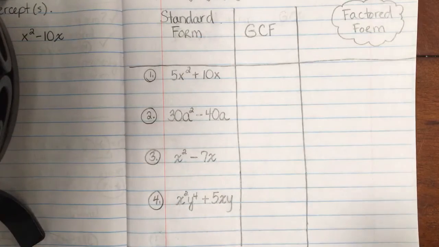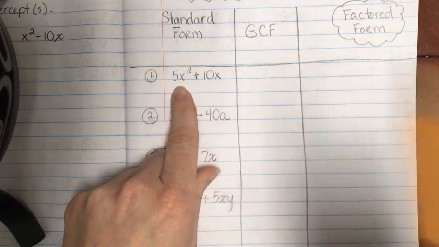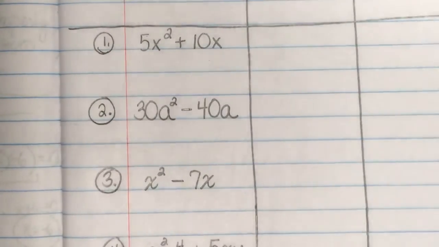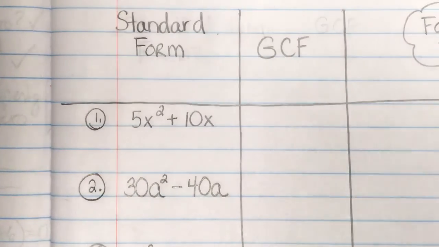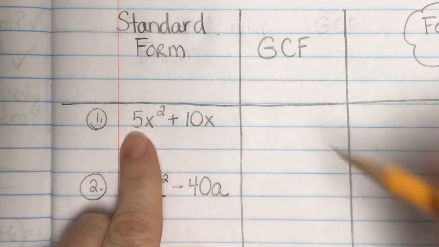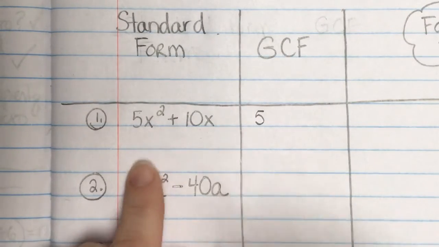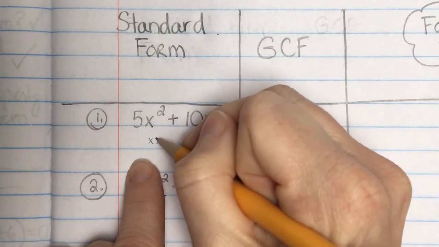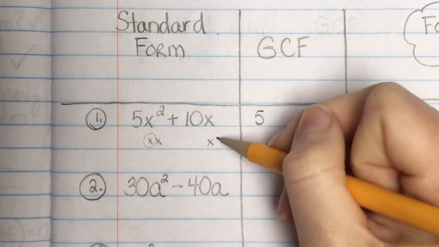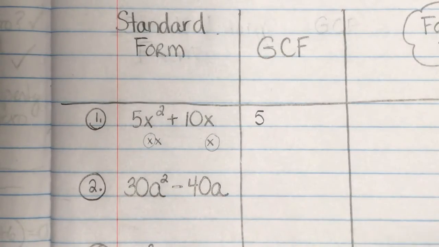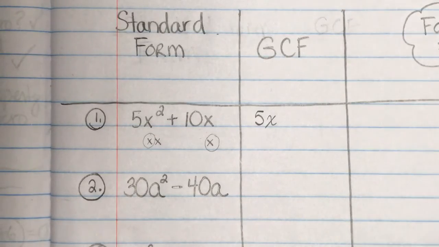Copy those down. If I look at this first example, 5x squared plus 10x, what do they have in common? The 5 and 10 have a GCF of 5. And then they both have an x in common. This one has 2 x's and this one has 1. So if I were to think about circling a pair that they have in common, they have 1 x in common. So 5x is its GCF.